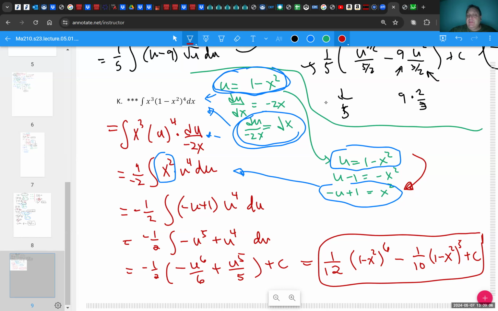Positive 1 over 12, (1 minus x squared) to the sixth, minus 1 over 10, (1 minus x squared) to the fifth, plus c.